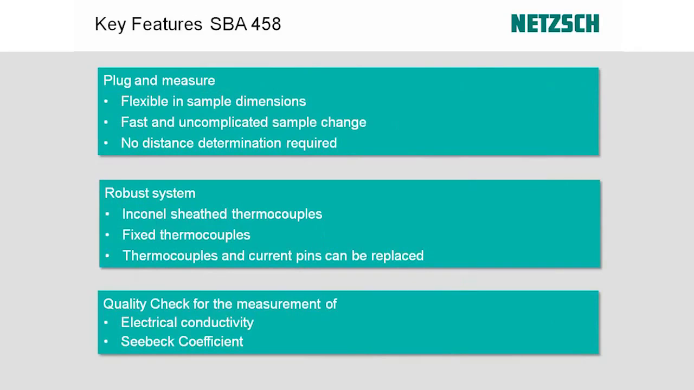Okay, so to summarize, some of the key features: flexible sample dimensions, easy sample change, no measurement of the distance is required, robust system, Inconel sheathed thermocouples, the positions are fixed, the pins are thermocouples and pins can be replaced. And then again, quality check for the measurement. We do a quality check of the electrical conductivity and the Seebeck coefficient through some of the unique features of the SBA 458, which allow us to validate the measurement.